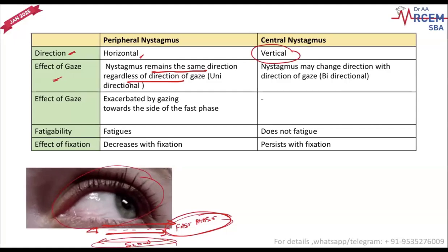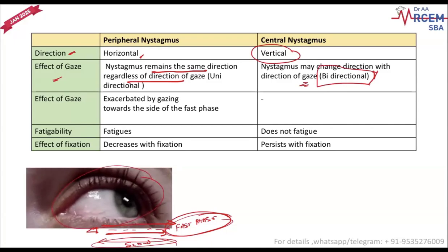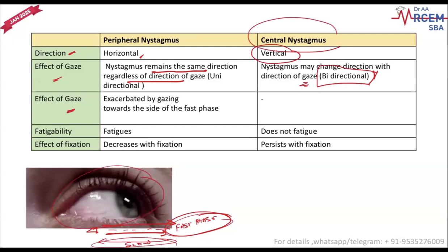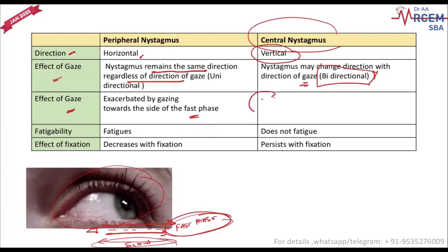Here, the fast phase can change. That's why it is known as bidirectional. If you look at the left side, the fast phase might be on the left. If you look at the right side, the fast phase might change to the right side. That's why it is known as bidirectional, which is very much suggestive of a central nystagmus. Effect of gaze: if you look towards the fast phase, the nystagmus might get worse. There is no effect of gaze at all in the central nystagmus.